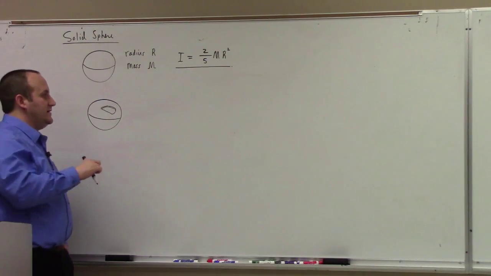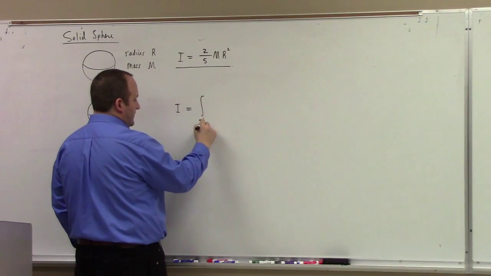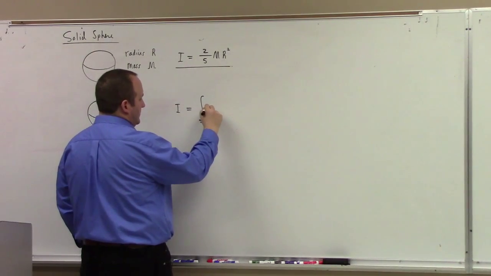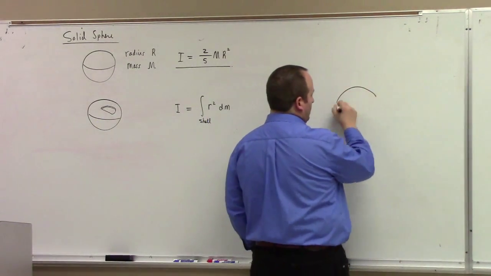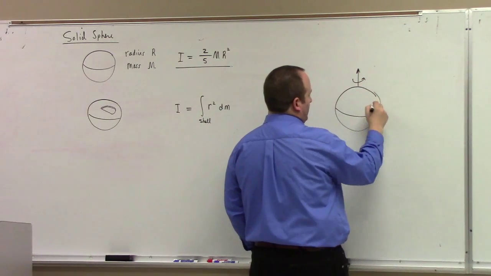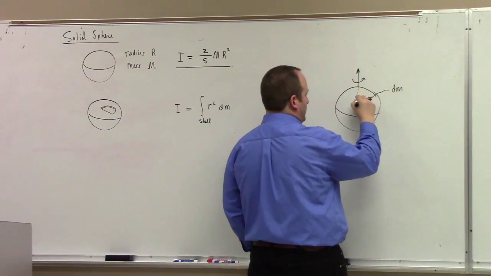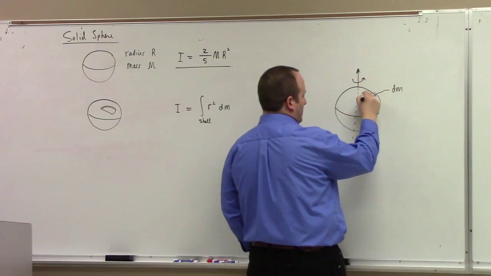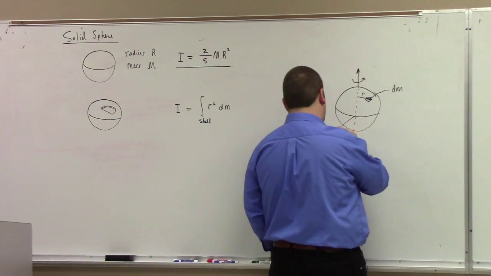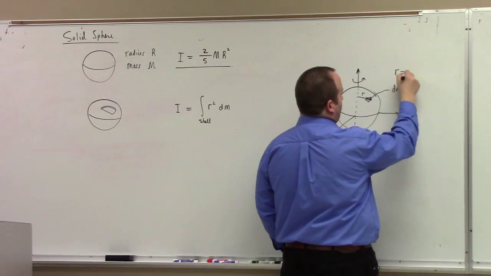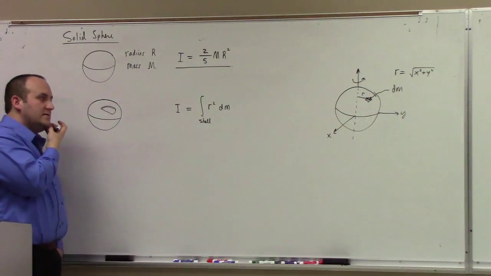Well, in order to calculate that, you really need to be able to do the following integral. It should be equal to the integral over the shell of r squared dm. And just to picture what's going on here, if I think about this being the axis of rotation, I'm thinking about a little piece of area out here. This is my little dm, and it's a distance r away from the axis of rotation. Now that r, if I use x, y, z coordinates, is equal to the square root of x squared plus y squared, just to be precise. So how do you do such an integral?